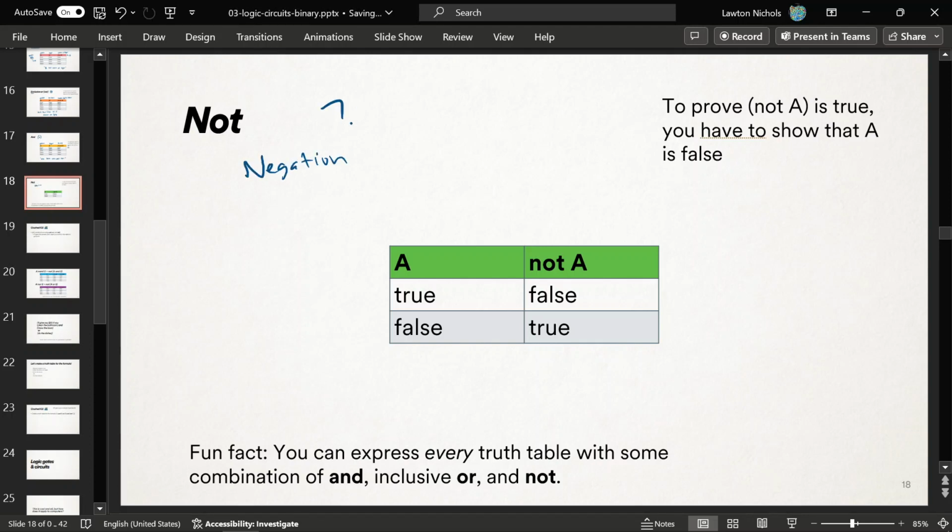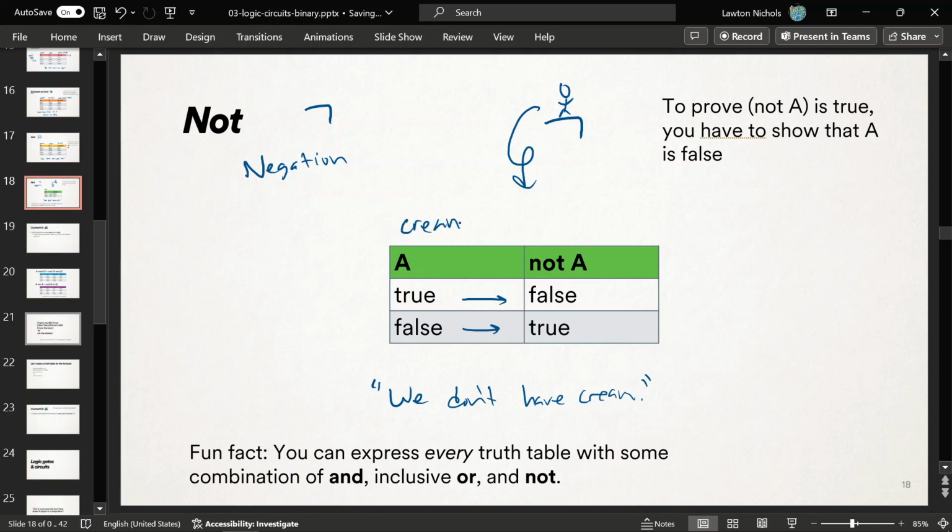And this symbol looks like this. I think of it as like a diving board. That's how I teach my CSCI 26 students. Because it's like a person is about to jump off and do a flip, because what negation does is it flips true to false and false to true. Okay? That's the idea. So, this is like the waiter saying, we don't have cream. Where A is cream, and we're trying to say that not cream is true. Do you see that? Not cream is a true statement.